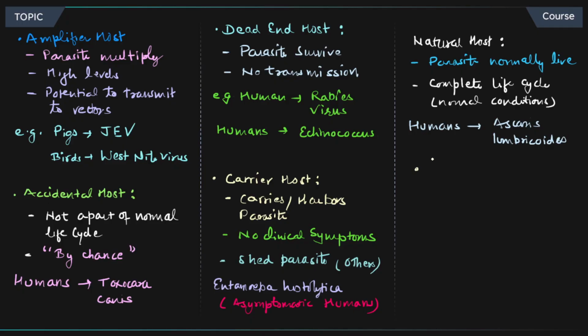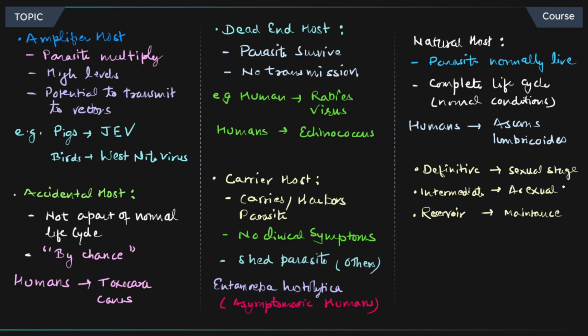So we'll start with definitive. I'll just tell you one word for each one so that you can remember. Definitive means sexual stage or sexual reproduction will be completed in this one. Intermediate means technically asexual reproduction will be completed in this host. Now, next is a reservoir host. Reservoir host is nothing but the host where the maintenance of the parasite will happen.